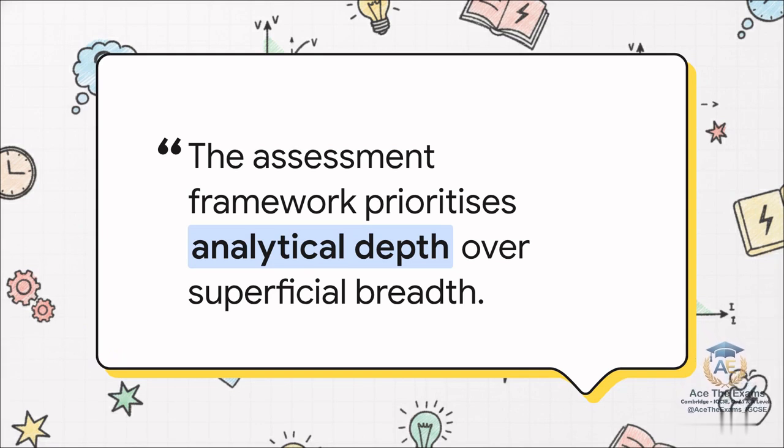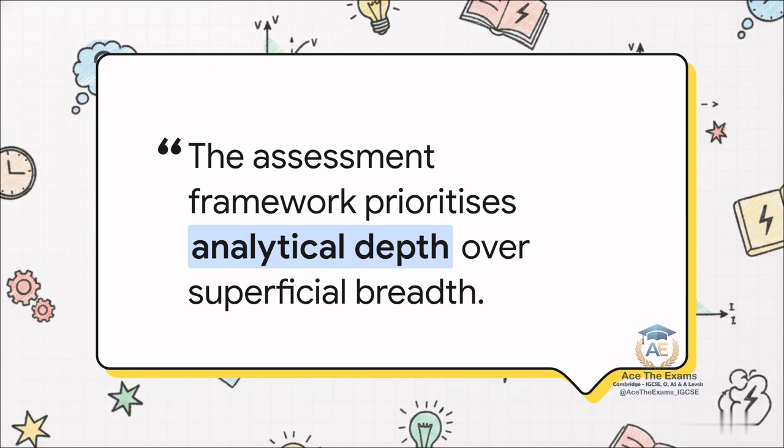Look at this quote, derived directly from the core academic benchmarks. It really brings it home. The assessment framework prioritizes analytical depth over superficial breadth. Let that sink in. Cambridge examiners aren't just looking for you to recognize that a filament lamp graph is an S-shape. That is superficial breadth. Any student can memorize a shape. Analytical depth means you are explaining exactly why the gradient changes.